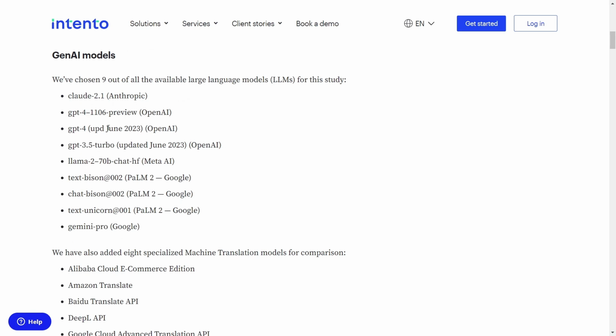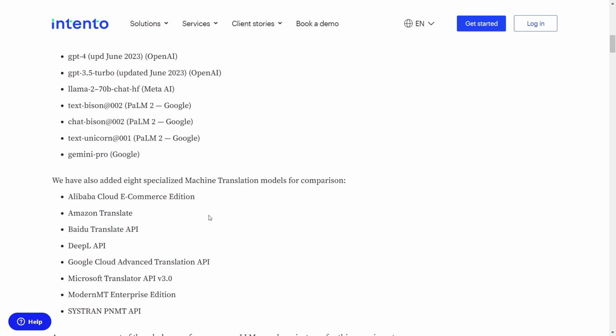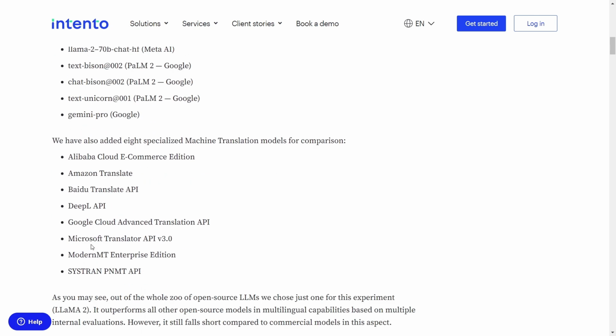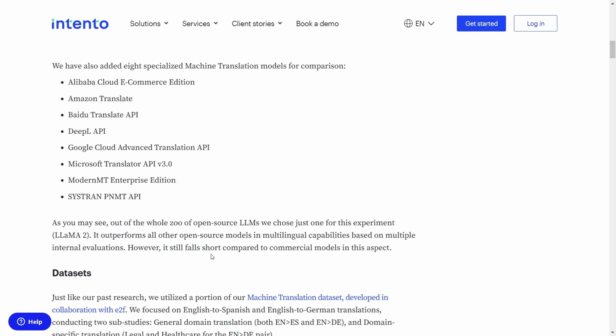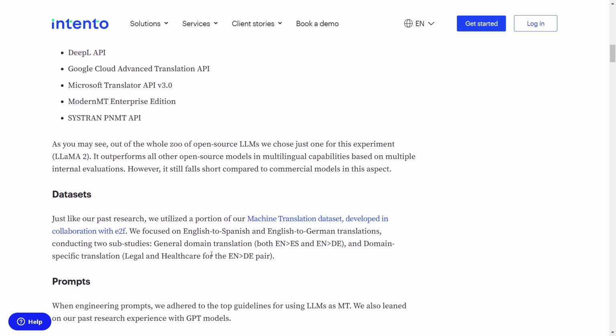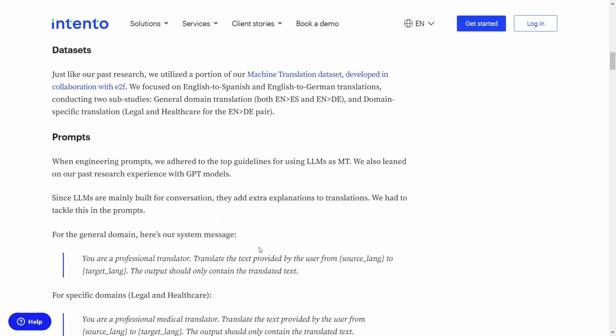So for example, this GPT-4 here, it tells you that's the June 2023 version, because they update those every once in a while, so they get better. So that gives you an idea. And also here they have used these machine translation systems to perform the same tests. And we see here big names, those that are really solid in the language pairs they've chosen. So they've done English to German and English to Spanish.